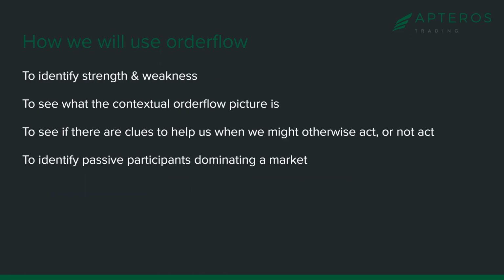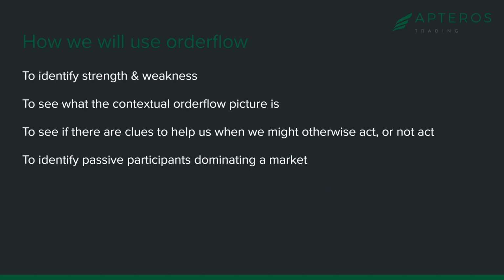What are we going to be able to do? How are we going to use it? We're going to identify strength and weakness. We're going to see what the contextual order flow picture is. So there's almost like a short-term order flow picture and then a contextual order flow picture. We're going to see if there are clues, tiebreakers, right? If we're a little bit on the fence with some decisions, order flow can be a really nice tiebreaker.